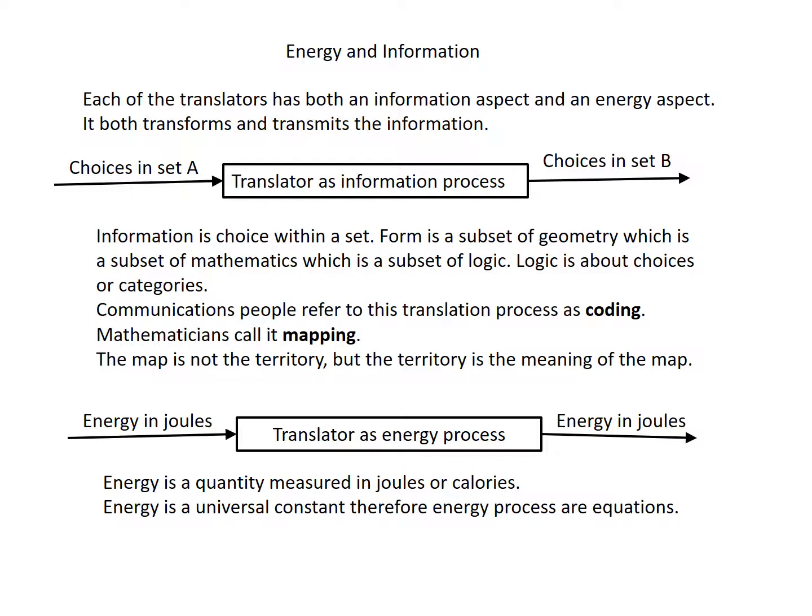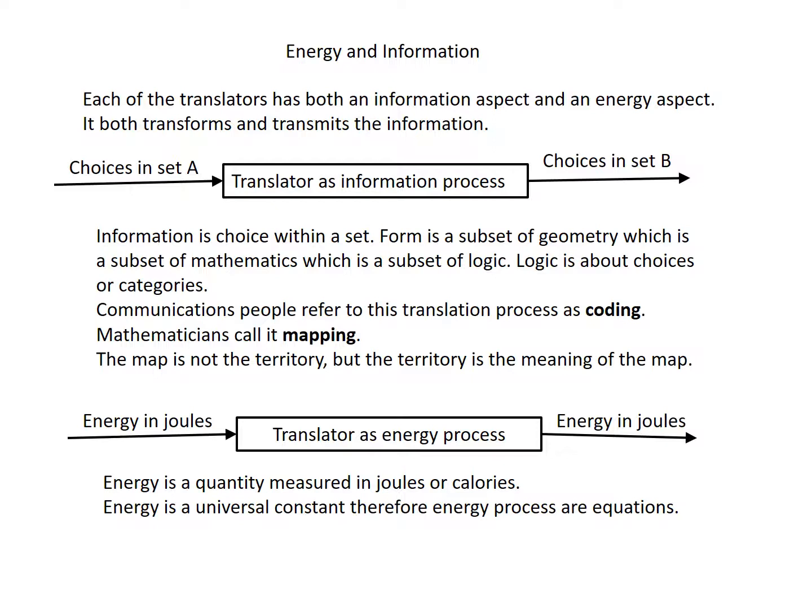Form is a subset of geometry, which is a subset of mathematics, which is a subset of logic. Logic is about choices, or categories. Communications people refer to this translation process as coding. Mathematicians call it mapping. The map is not the territory, but the territory is the meaning of the map.